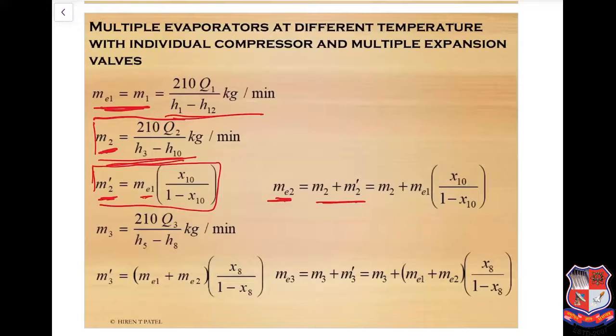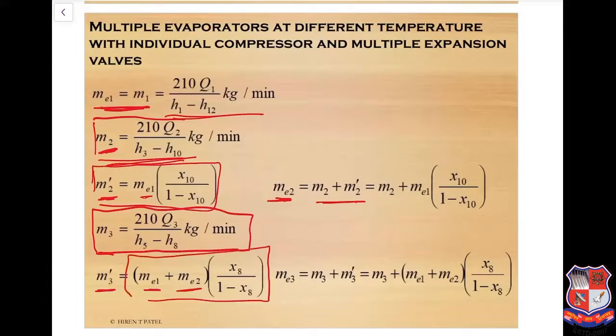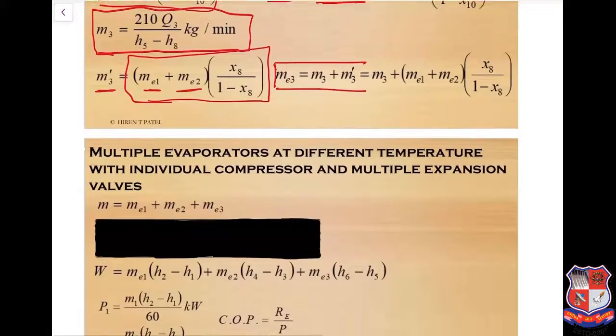Same as for the third evaporator, M3 will be 210 Q3 divided by H5 minus H8, and in addition there is M3 dash, that is the vapor generated by Me1 and Me2. So that is Me1 plus Me2 into X8 divided by 1 minus X8, and total Me3 will be M3 plus M3 dash. So those are the different masses circulated through the different evaporators.